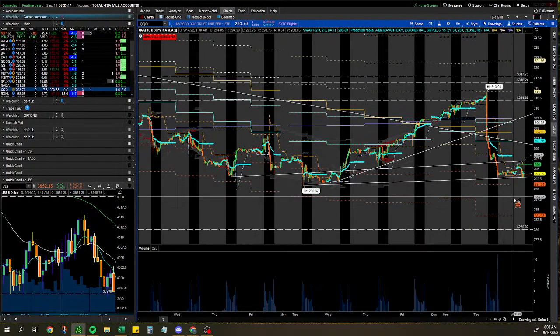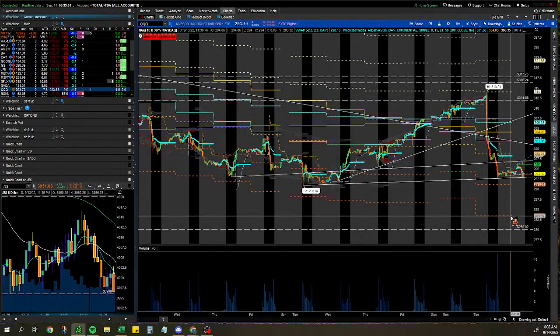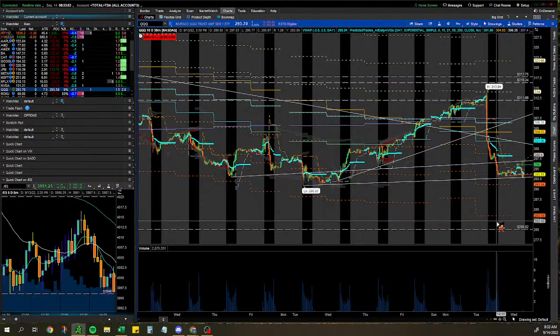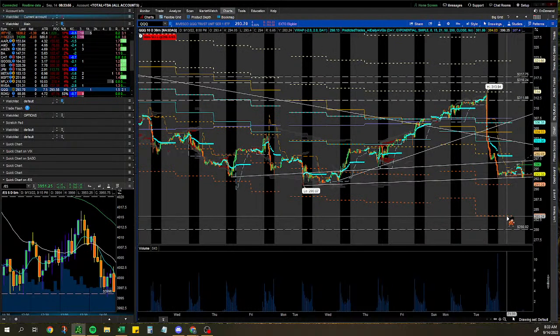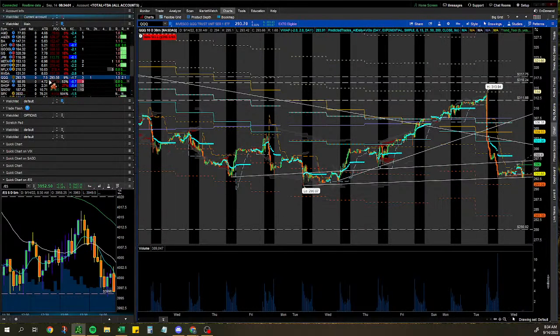we've got 285 psych level, third Keltner down around 283.5, and key level at 280. Guess we're not seeing a 2-day squeeze on QQQ.